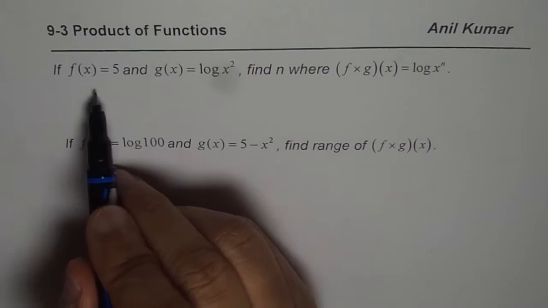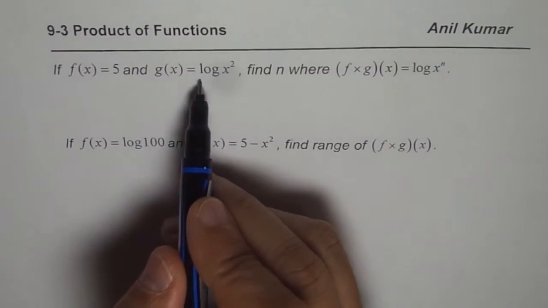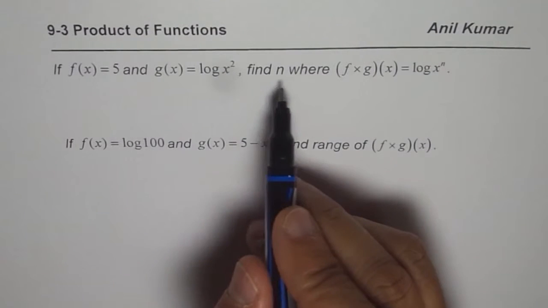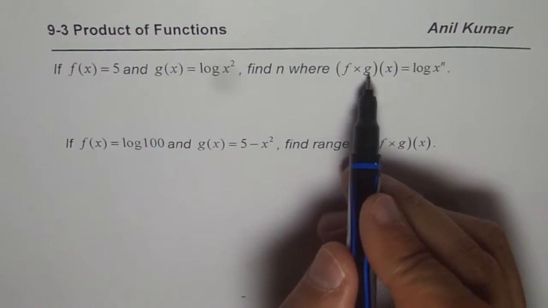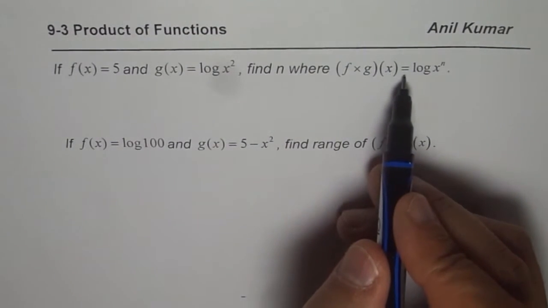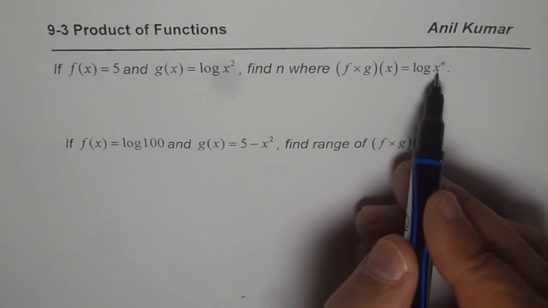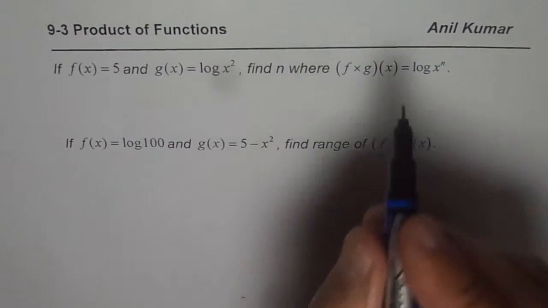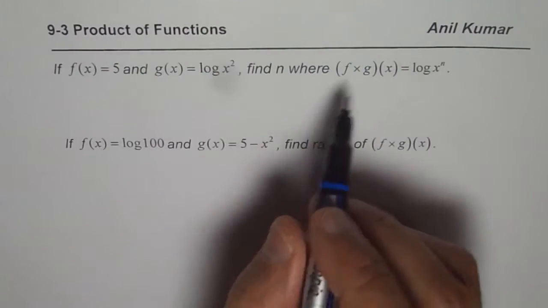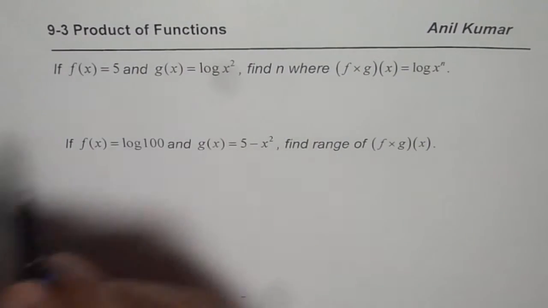If f of x equals 5 and g of x equals log of x squared, find n where the product of f and g of x is equal to log of x to the power of n. Okay, so what we will do is we'll find what the product of these two functions is.